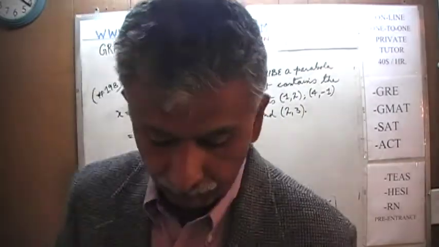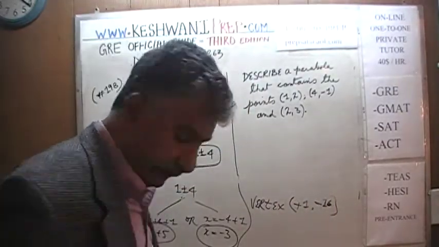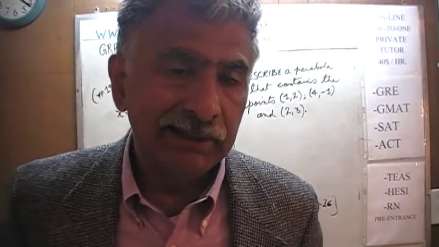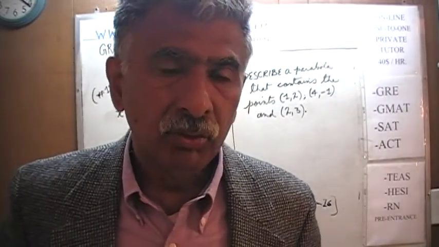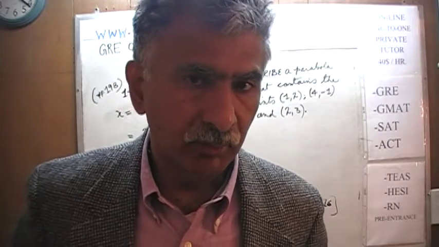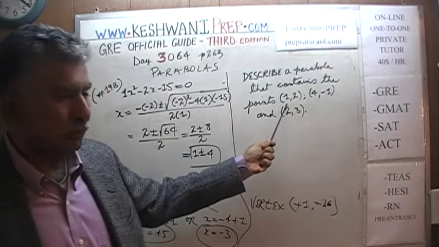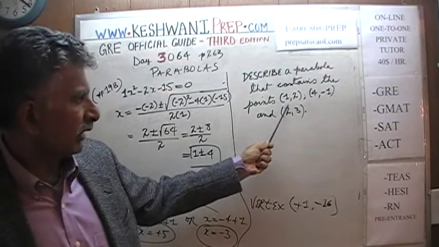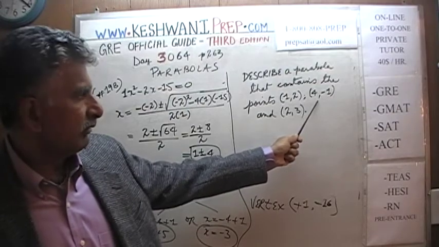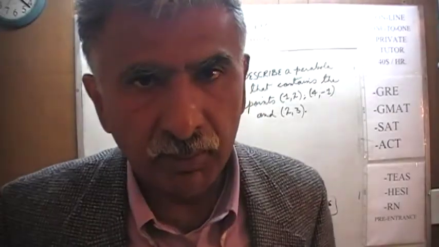In other words, we are told that we have a parabola, and the only thing that we are told about this particular parabola is the fact that it happens to go through 3 points whose coordinates are given to us. It goes through, let's call it, point A, point B, and point C. It goes through point A, which has the coordinates of positive 1 and positive 2. It goes through point B, which has coordinates of positive 4 and negative 1. And it goes through point C, which has the coordinates of positive 2 and positive 3.